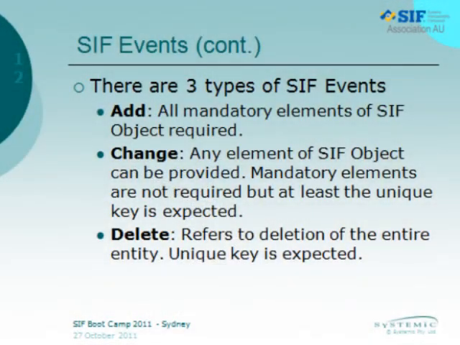Here are the three event types. What data do you have to give in each event? If it's an add event, that means add a new student. You have to provide all the mandatory fields the SIF states for that object, which in student personal I think is a SIF ref ID, local ID, and name. It's very little, but at least that you have to give.